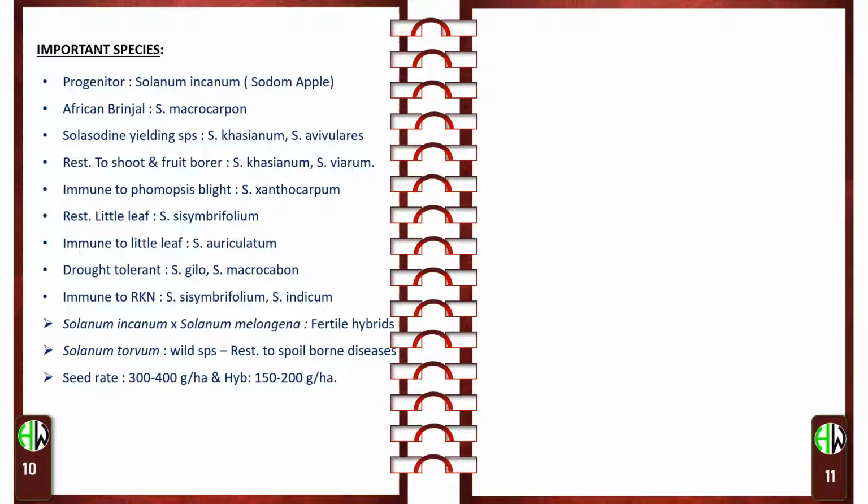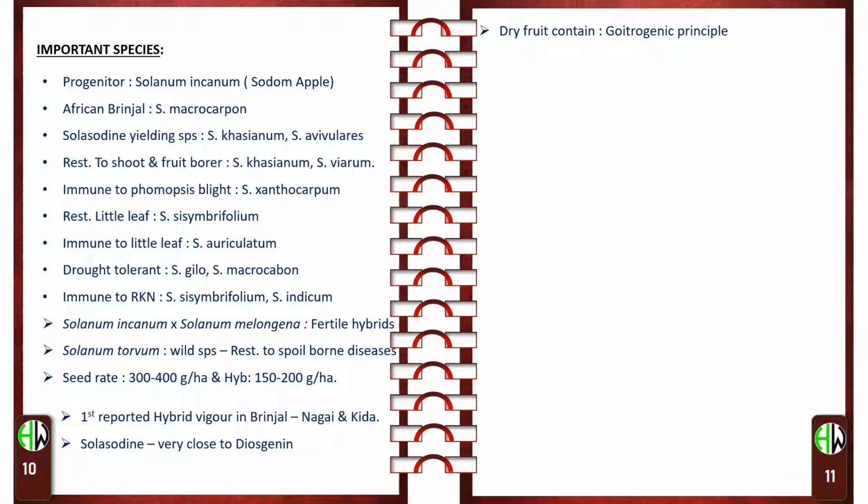Seed rate is 300 to 400 g per hectare, and for hybrids, 150 to 200 g per hectare. The first reported hybrid vigor in brinjal was by Nagai and Kida. Solasodine is very close to diosgenin. Dry fruit contains goitrogenic principle. Discoloration of brinjal is due to PPO, polyphenol oxidase enzyme.